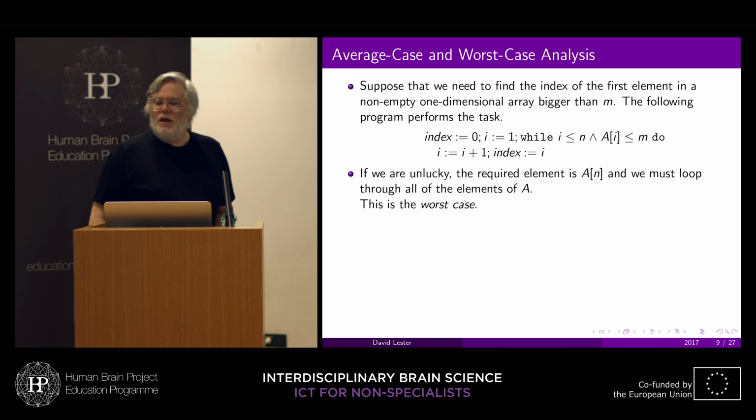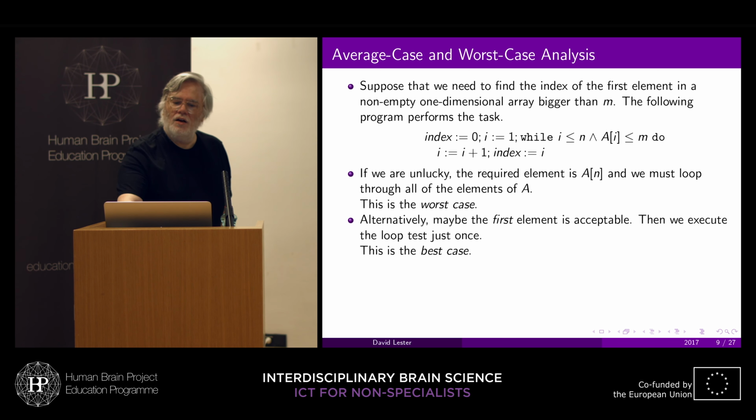Now, if you're really unlucky, all of the elements in the loop are less than or equal to m, and you won't be able to tell that until you've inspected each and every one of them. So you'll in fact be, in the worst case, looking through the entirety of the array without finding the value you're looking for. Another alternative is that it's actually the first element that turns out to be the one you're looking for. And then, of course, you're only executing the loop once. So that's the best case. So we've had a look at the worst case and the best case.